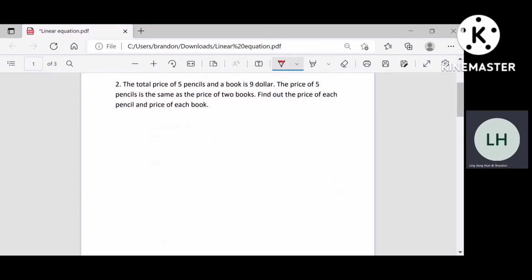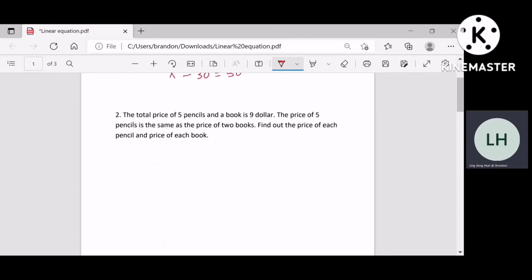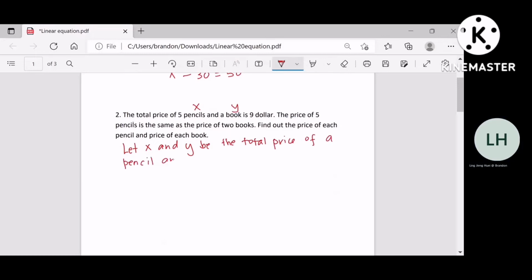5 pencils and the book is $9. So in this case, we will have pencils as your X, Y as the book. Okay, so you can let X and Y be the total price of a pencil and the book.